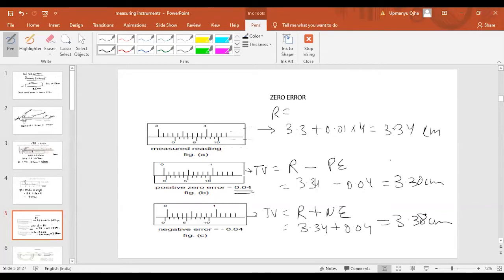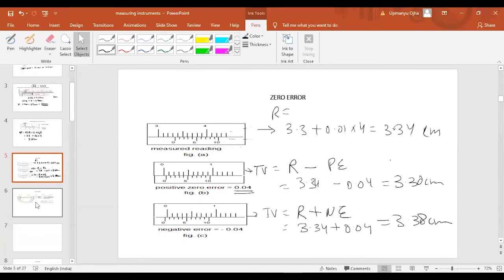So negative error is always added to the instrument reading, and the positive error is always subtracted. What is positive error? When the zero of the vernier scale is on the right side of the zero of the main scale. Negative error means when the zero of the vernier scale is on the left side of the zero of the main scale. There is no question asked in the vernier caliper, but there is a possibility of asking, so you can learn from here.